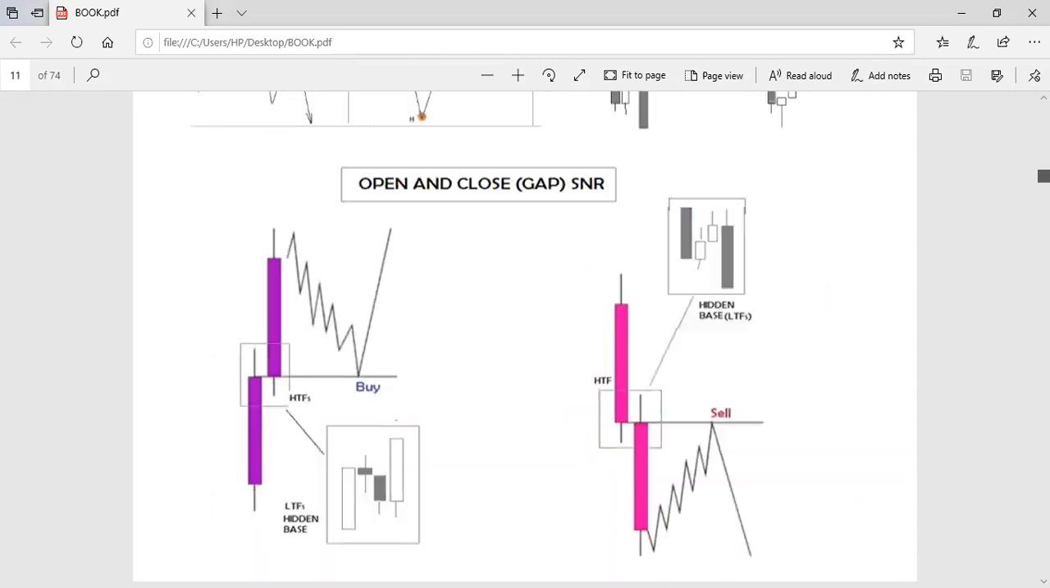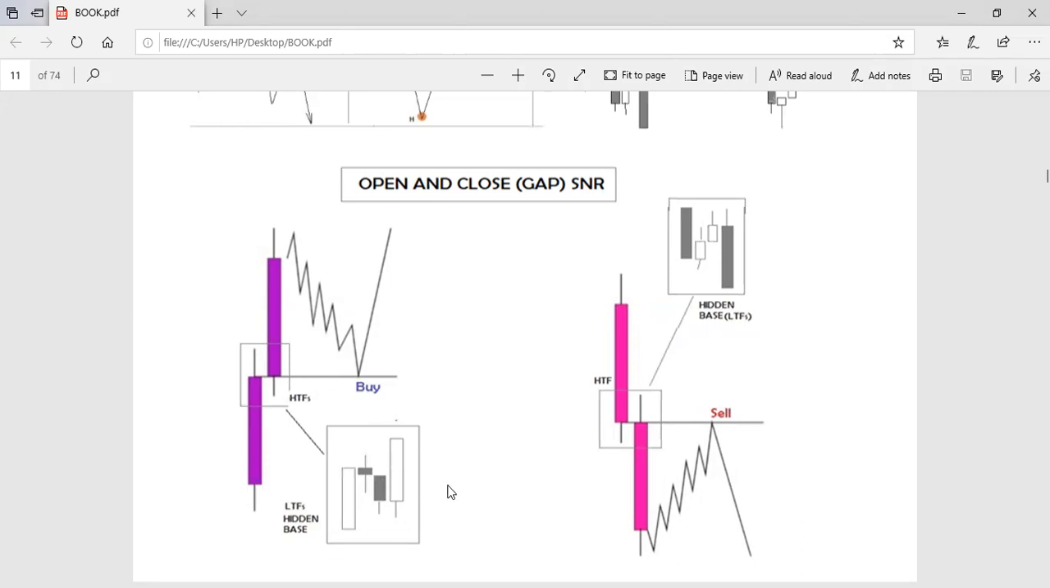Then we made mention of the open close, which is the gap level. When you see two bullish candles moving upward, and they create a gap, there's a gap between the close of the previous candle and the open of the new one. That creates what we call a gap level here. You draw it forward. There's a wick here. That means it's a kind of pullback, which price will come back to tap into.